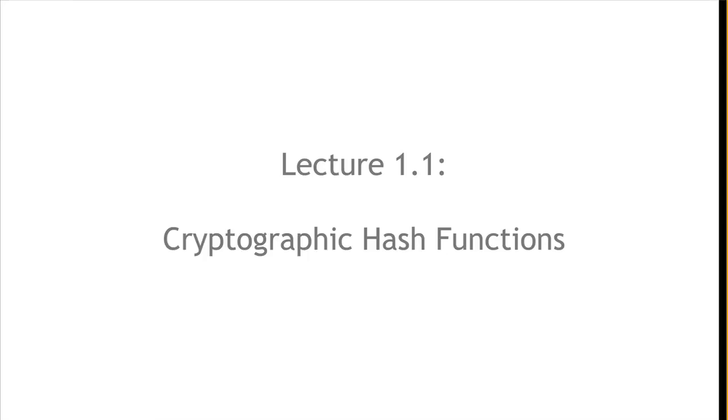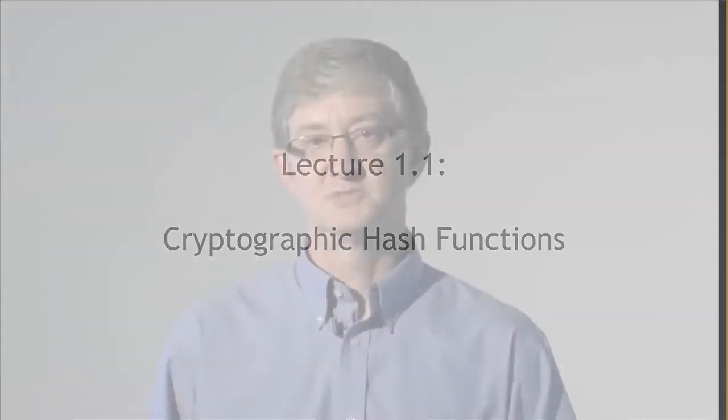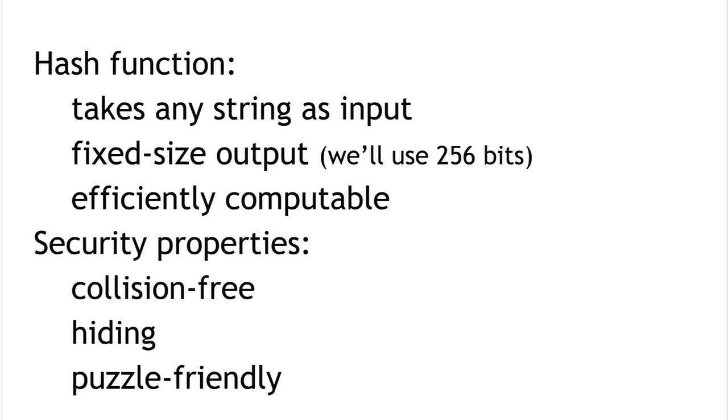In segment 1.1, we're going to talk about cryptographic hash functions. We'll talk about what they are and what their properties are, and then later we'll move on and talk about what their applications are. So a cryptographic hash function is a mathematical function, and it has three attributes that we need to start with. First of all, a hash function can take any string as input, absolutely any string of any size. It produces a fixed size output. We'll use 256 bits in this series of lectures because that's what Bitcoin does. And it has to be efficiently computable, meaning given a string, in a reasonable length of time, you can figure out what the output is.